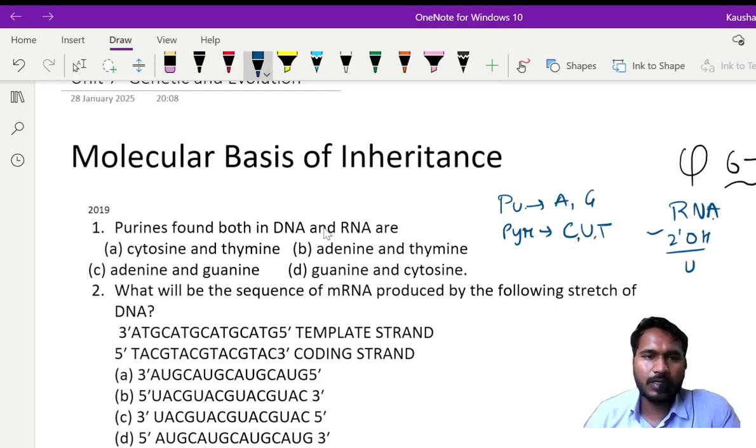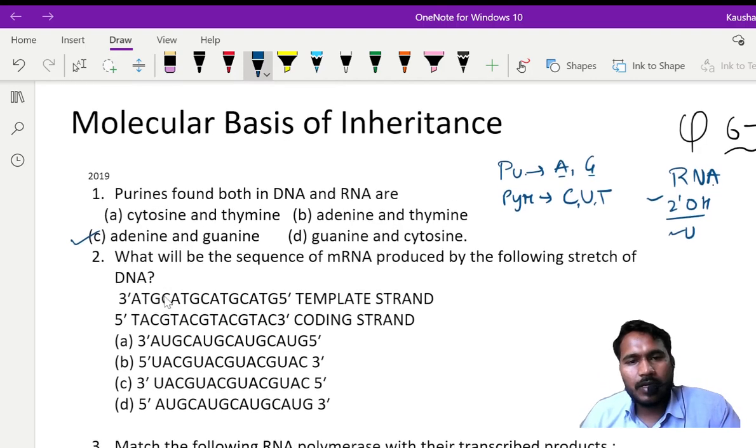So what are they asking? Purines found in both DNA and RNA. What are the purines? A and G are the purines. So they will be present in both DNA and RNA. Only thymine is absent in the RNA. Instead of thymine, it has uracil.